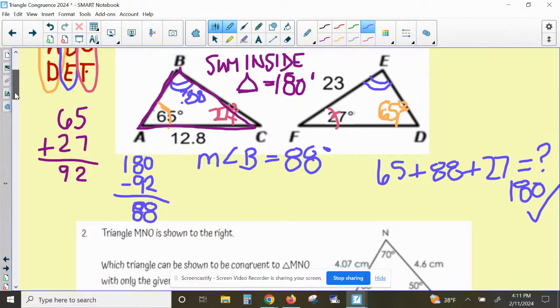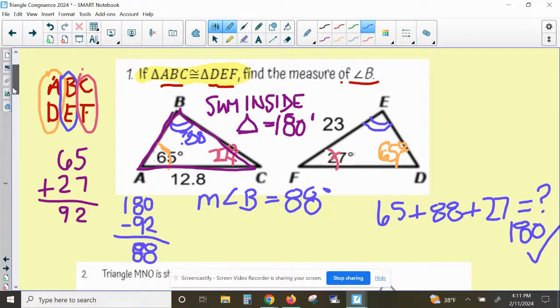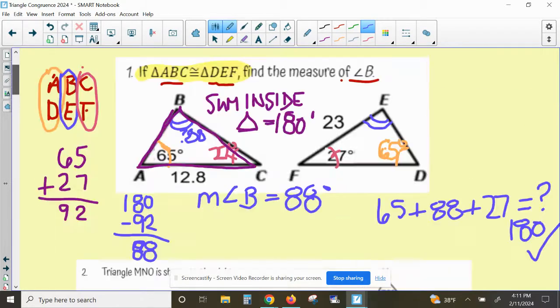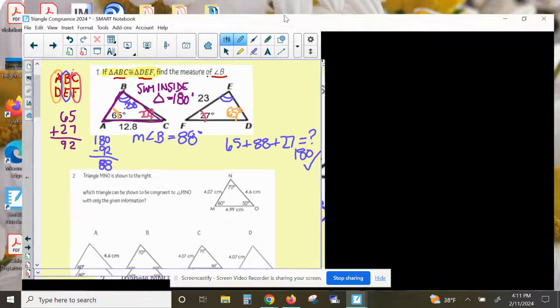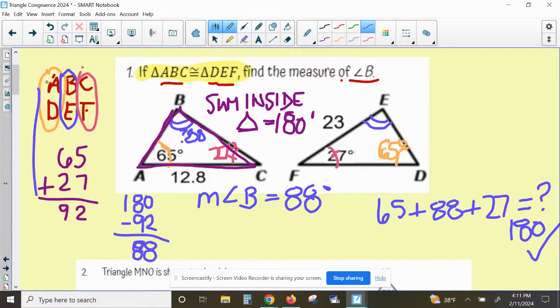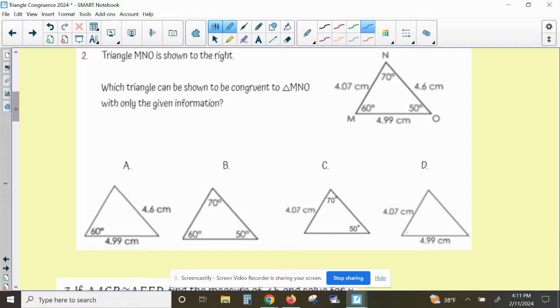Okay, question number 2. Do make sure you have all this written down. I can't get my board to scroll. Okay. So we have triangle MNO shown to the right, and here's triangle MNO over here. It says, which triangle can be shown to be congruent to MNO with only the information given? So only the information given. We can't use anything else.